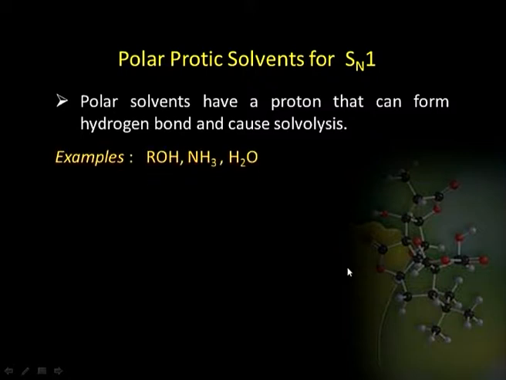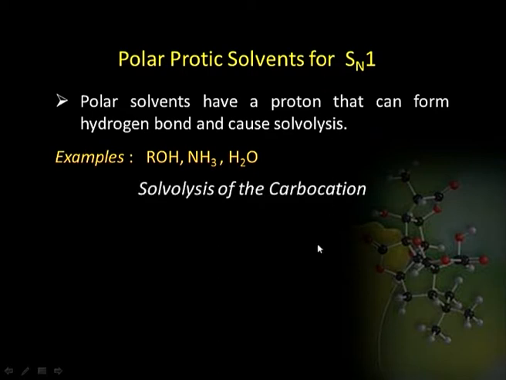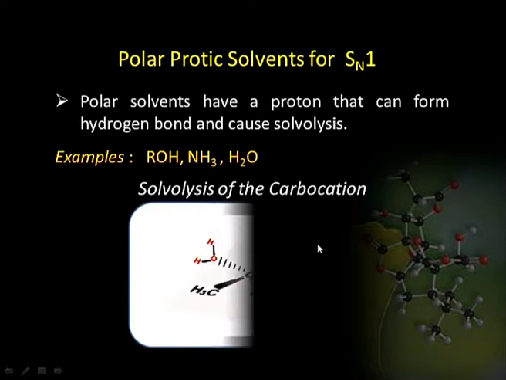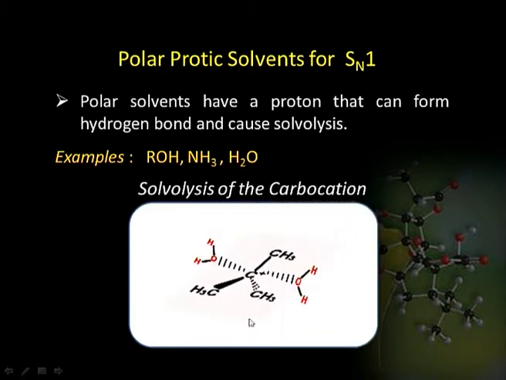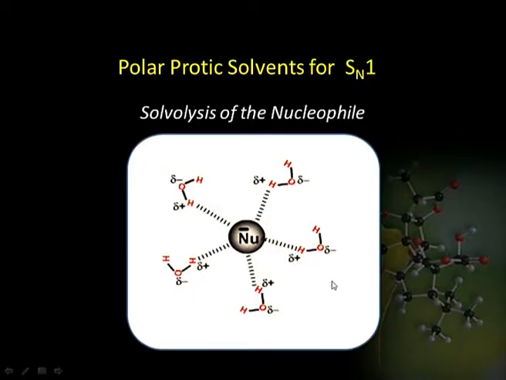For example, we have alcohol, ammonia, water, and it solvates the carbocation in this manner. The C plus ion is there, which forms hydrogen bonds with the solvent. The nucleophile also gets solvated with the solvent like this. All around the nucleophile are the solvent molecules.